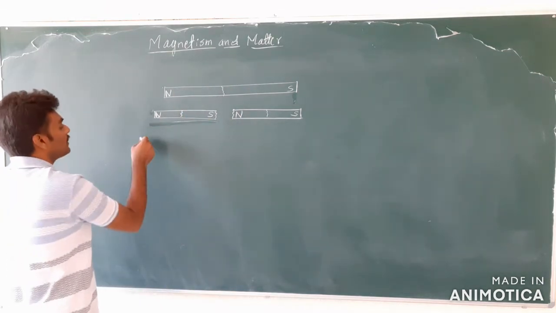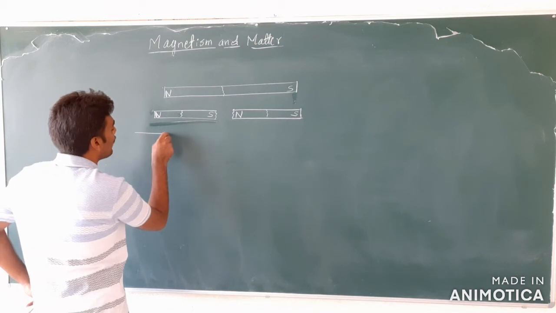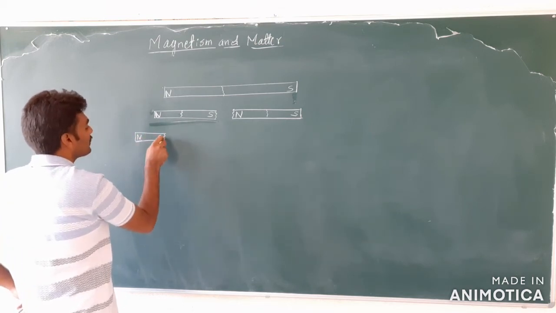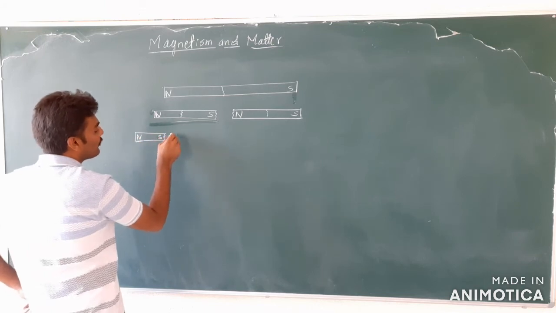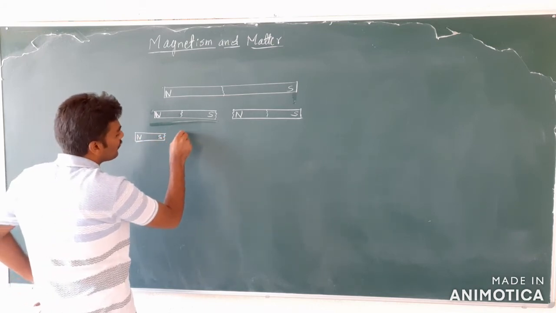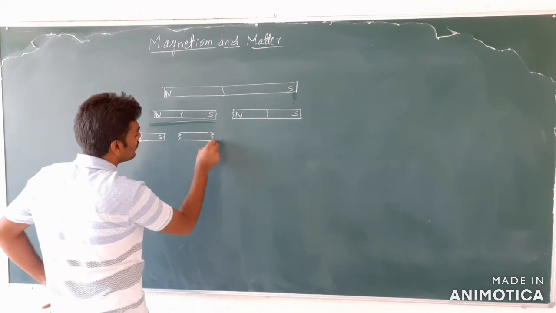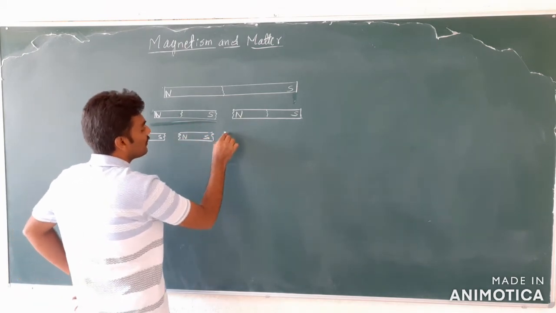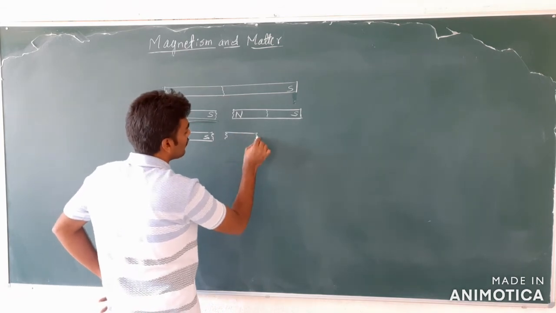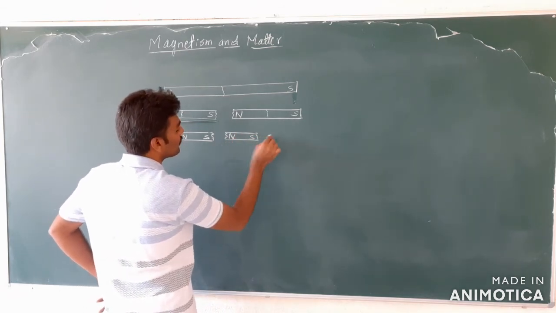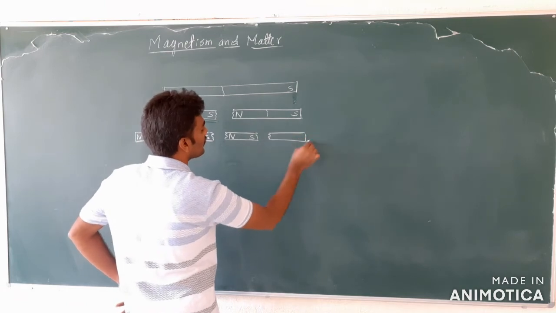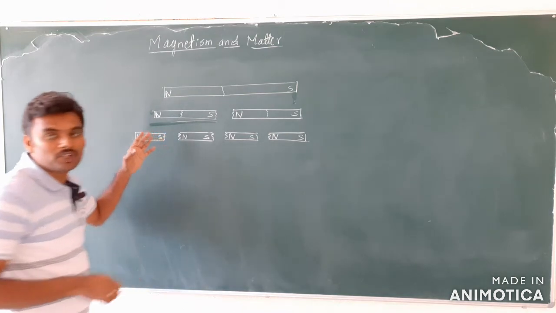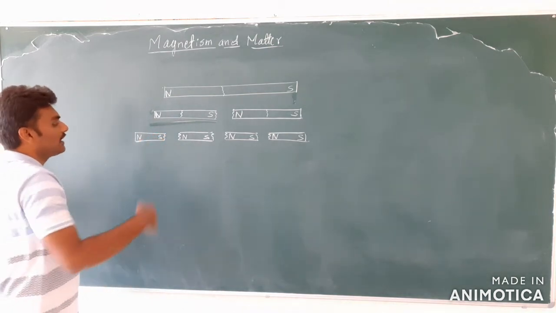Then I break it in the middle again, and once again the same phenomena continues. North will stay north, the opposite pole will be, I mean south. So here south, but this will become north, and similarly this will be north, this will be south, this will be north, this will be south. So this phenomena can be taken to any level.